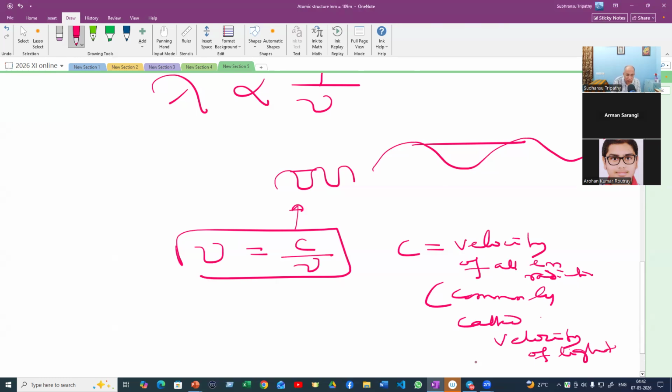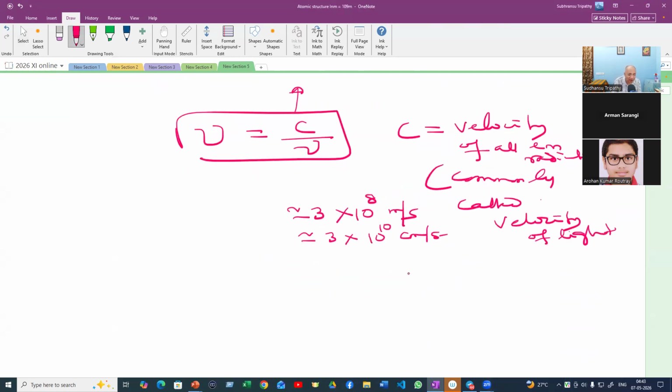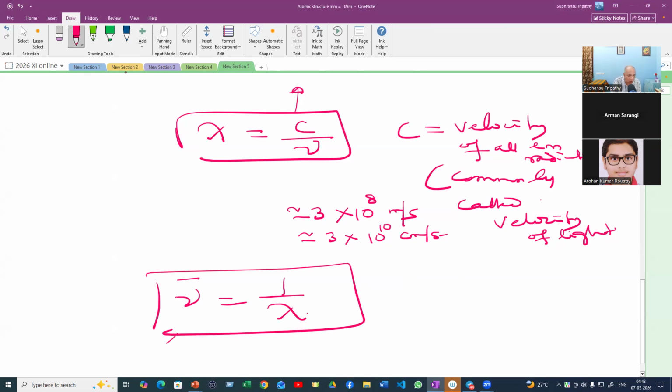And its value is approximately 3 times 10 to the power 8 meter per second, or 3 times 10 to the power 10 centimeter per second. And since we already know another parameter, that is nu bar is equal to 1 by lambda. Oh, I'm sorry, here I have made a mistake. Lambda is equal to C by nu. So this we already know. Nu bar is called wave number.